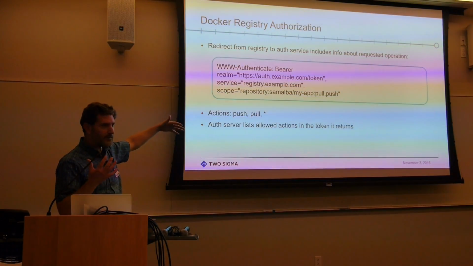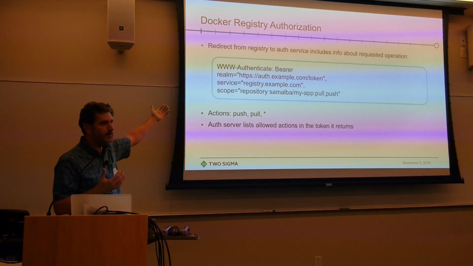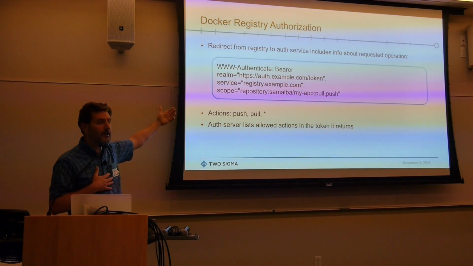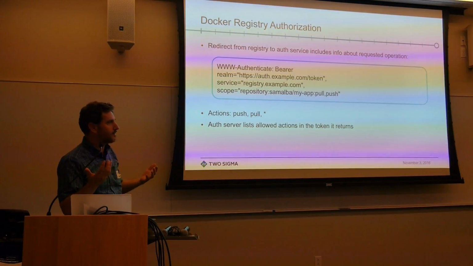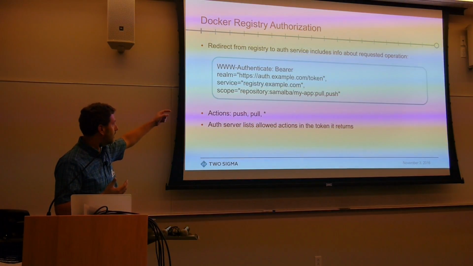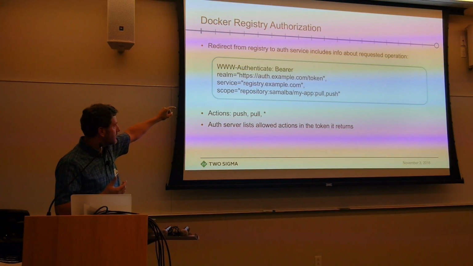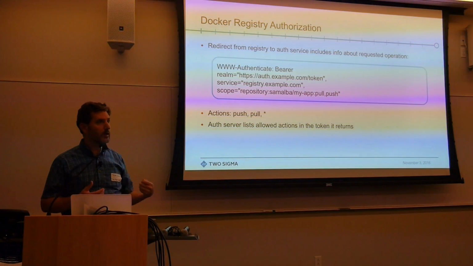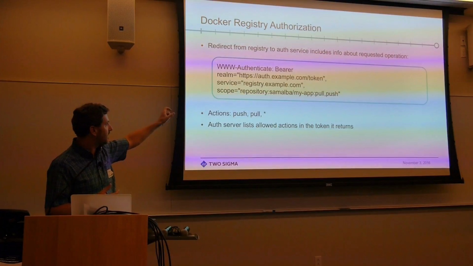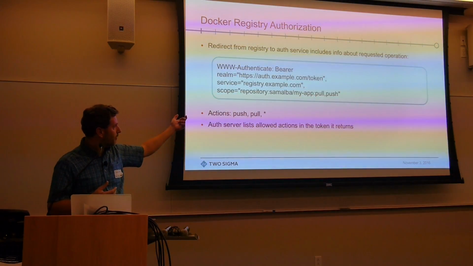Service field, that's the one I mentioned earlier. I guess now that I think about it, what it's there for is your auth service could do something based on that if you wanted. So that's where the service field comes in. But the thing that's most interesting is the scope. So this is basically what the user is trying to do. In this case, they're trying to work with a repository.